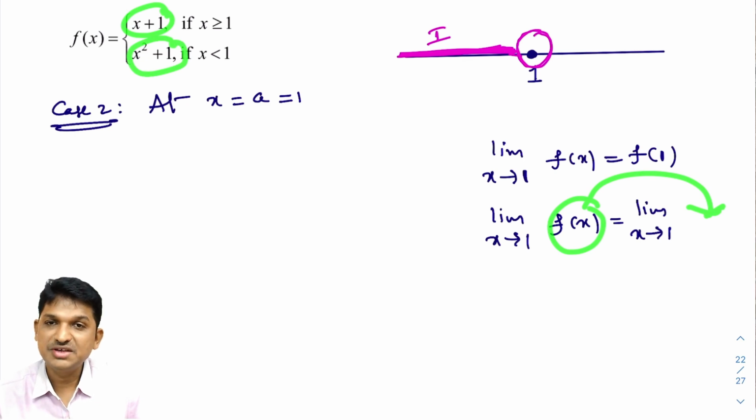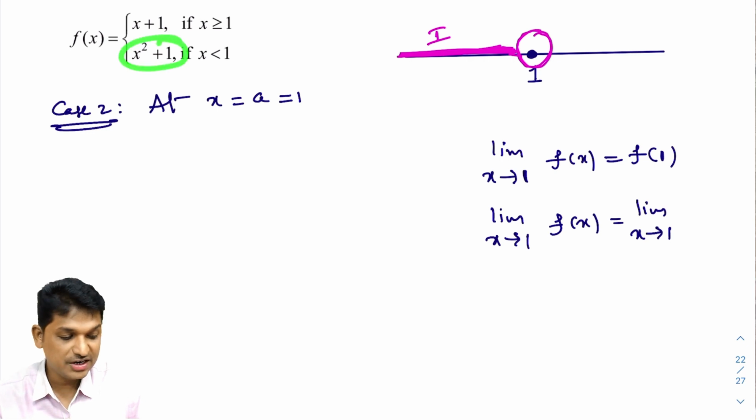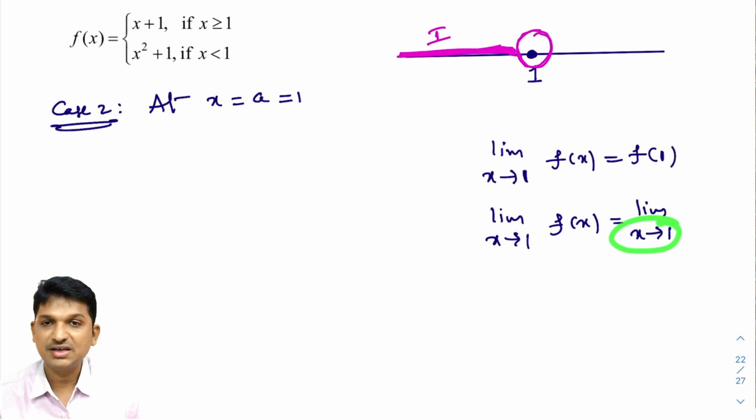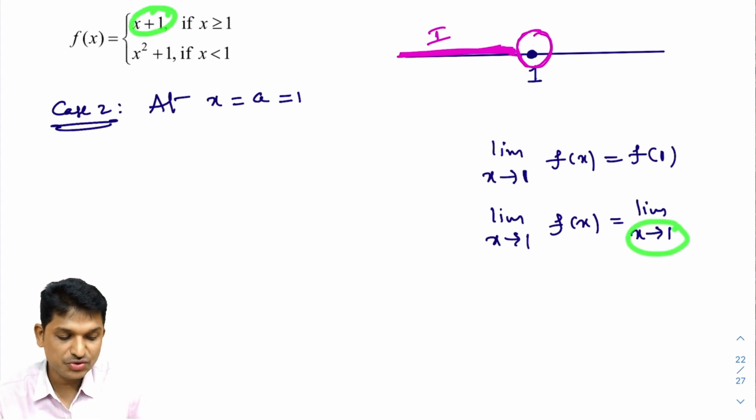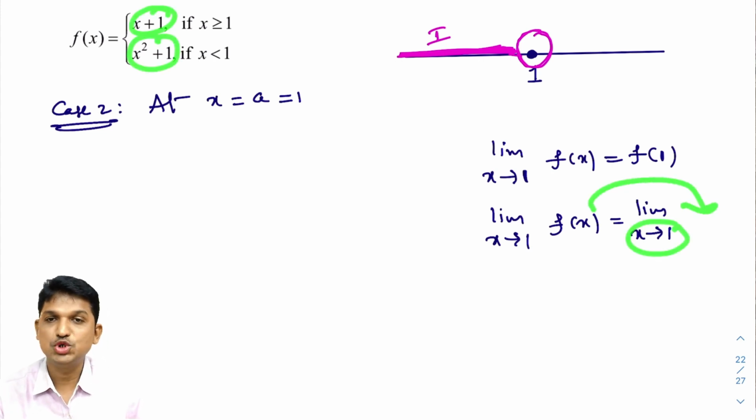X approaches to 1 means x less than 1 possible? Yes. When x is less than 1, we need to choose this function. X greater than 1 possible? Yes, possible. At that time, we need to choose this function. Both are possible, so there is confusion about which function to write. To avoid this confusion, the best thing is to calculate left hand limit and right hand limit.